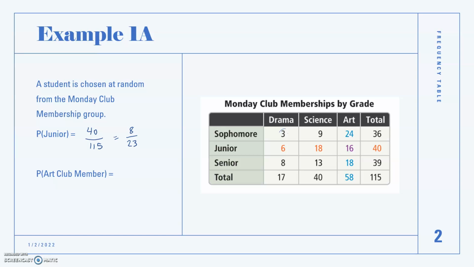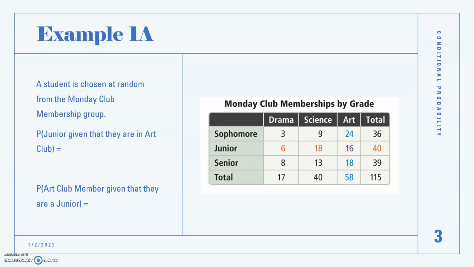Then the second question is the probability of choosing an art club member. That would be 58 art club members out of 115 total students. This is not conditional probability. This is just reading the table, but I wanted to make sure you could read the table before we started. Now these questions are conditional probability.